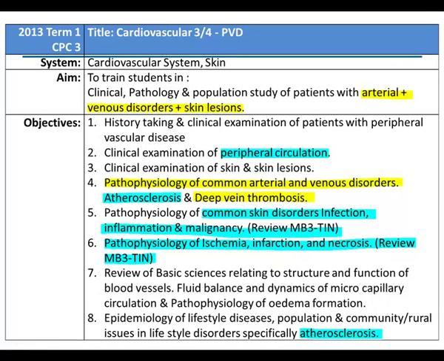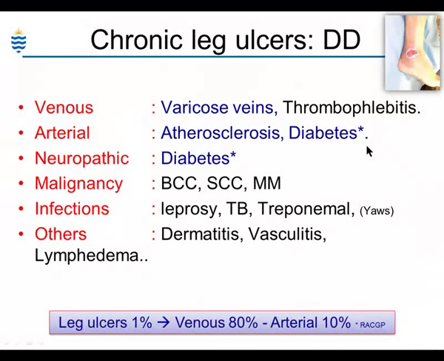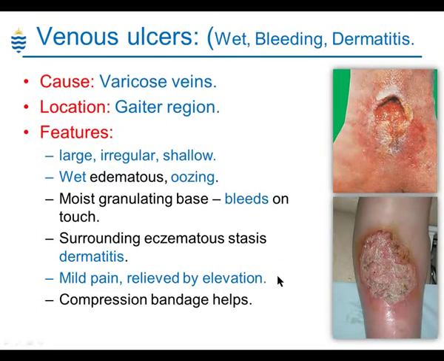Now week 3, peripheral vascular disease, arterial and venous disorders, a mixed bag of all minor learning issues. Chronic leg ulcer was the case: venous, arterial, neuropathic, malignant, infections and others. Differential diagnosis. Leg ulcers are common in 1% of clinical patients, 80% are venous, arterial is 10%, all others together is 10%. So commonest is venous.